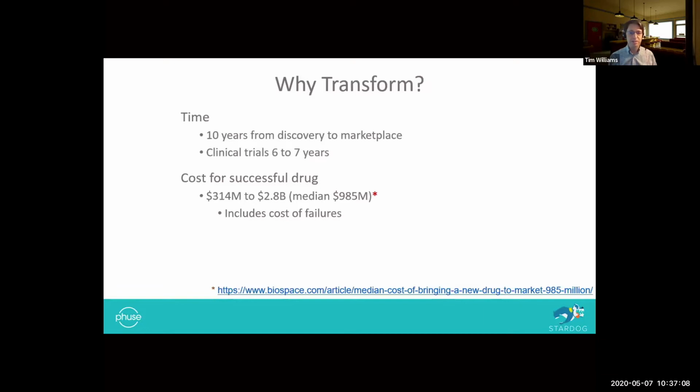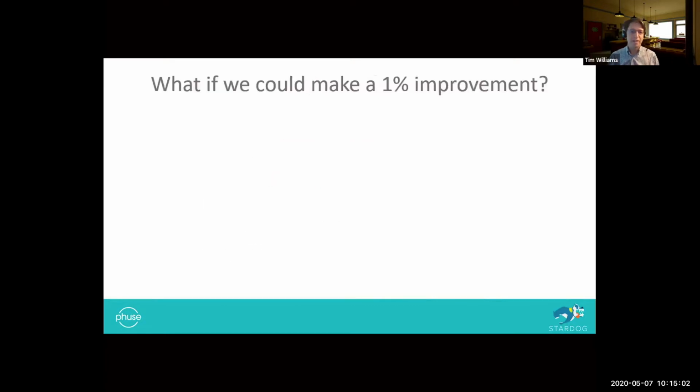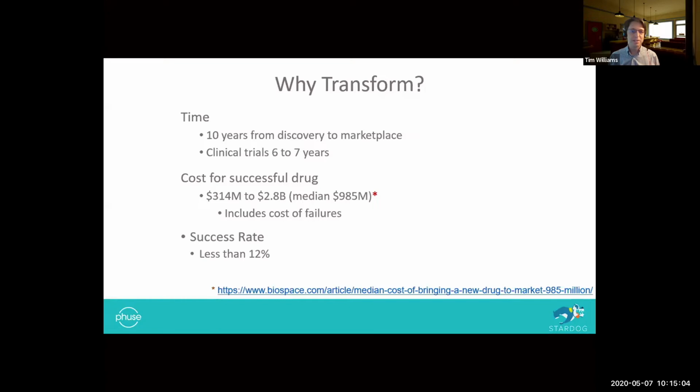The cost of a successful drug, including all the failures that led up to it, ranges from 314 million to 2.8 billion. That is a lot, and costs keep going up. And with a success rate of less than 12%, these numbers are not great.